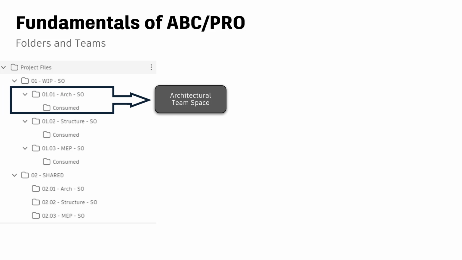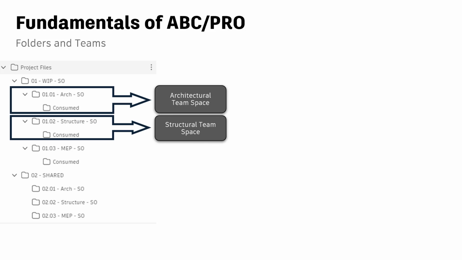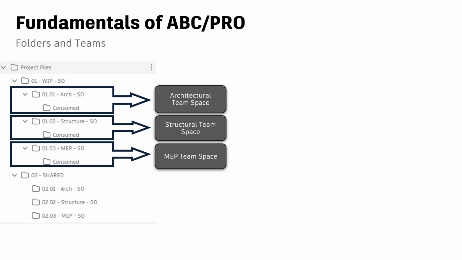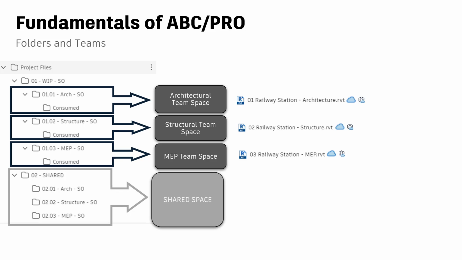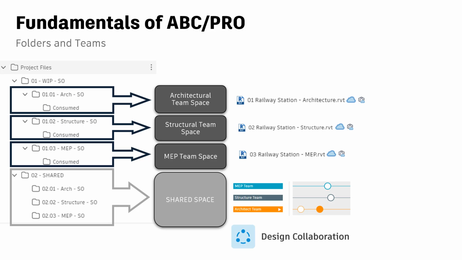Again, this is about the same view, but looking at the hierarchy, the folder and subfolder hierarchy. This would be the architectural space composed of the folder and the subfolder named consumed. This will be the structure team space, the MEP team space as well, with their work in progress models, in this case one per team, and then the shared space where the shared packages will go once the team leads decide to share the work in progress.